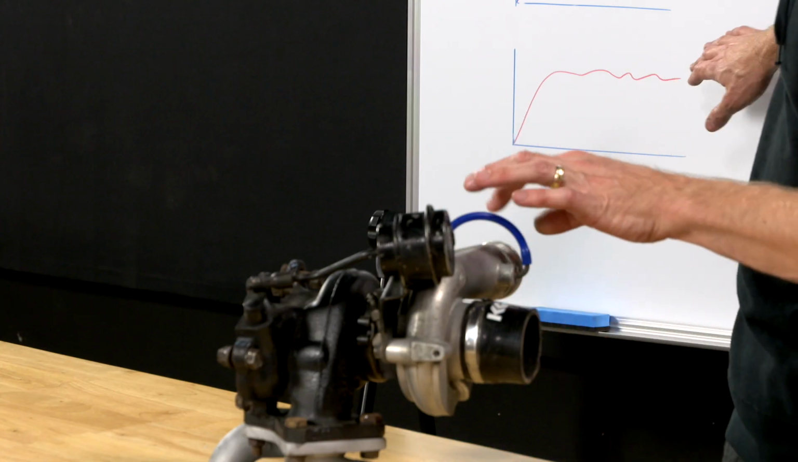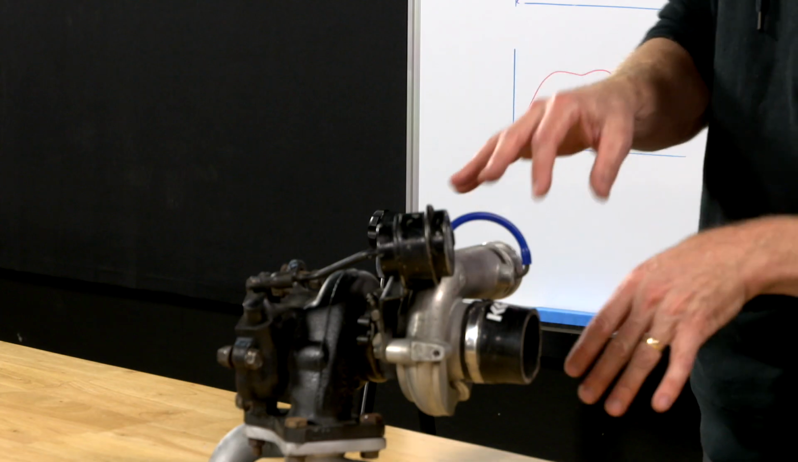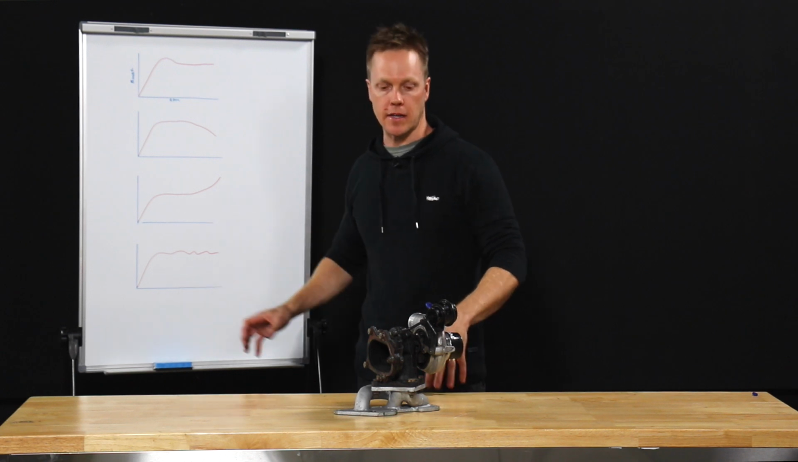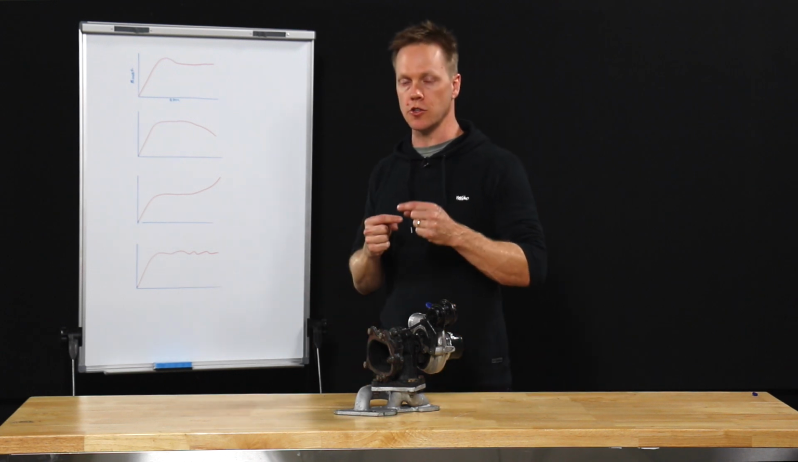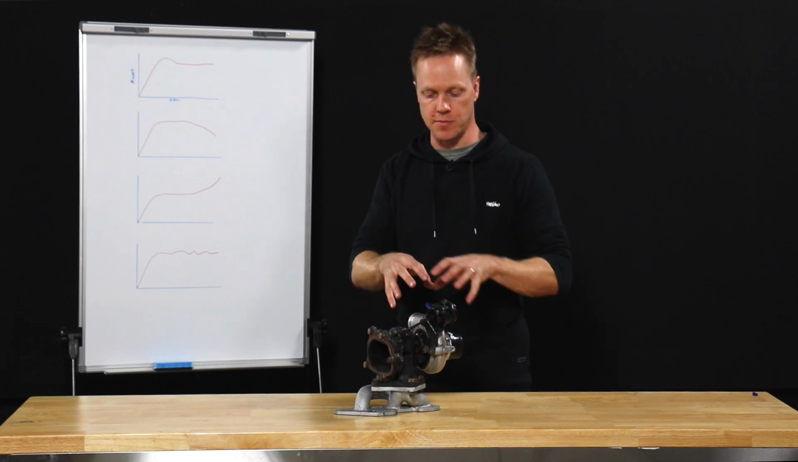Now moving on to boost instability. Now this is something that you would not usually see with a manual bleed valve or a factory boost control system, but if you are running an aftermarket electronic boost controller that runs closed loop correction, sometimes this can occur because of the system delay in the turbo.